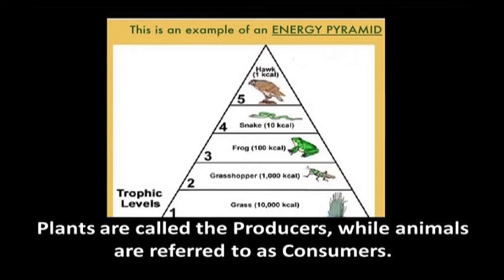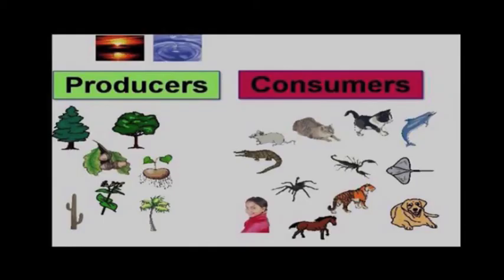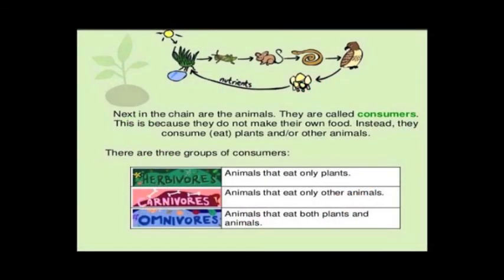So, to transfer this energy through the food chain, plants are consumed by certain animals. So, plants are called the producers, while animals are referred to as consumers. The animals which eat plants, that is, the primary producers, are called herbivores. They make up the primary consumers and form the second stage.